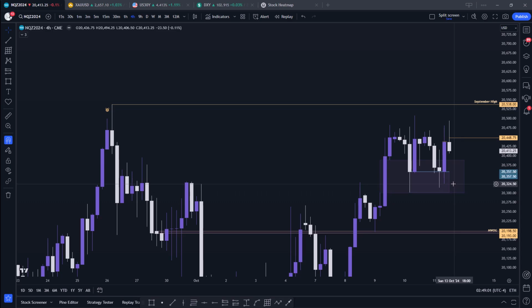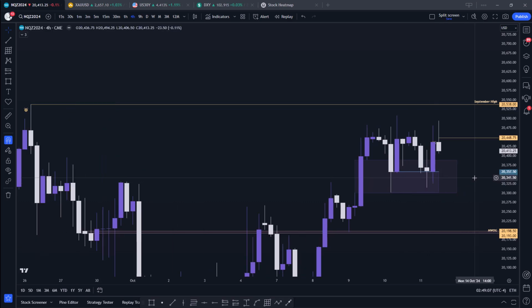So I was thinking to myself, well, there's a possibility that we could just expand from here. So again, as I've mentioned already, there's a chance we don't even need to take the range low before pushing up. Price could just decide on Sunday, Monday, and Tuesday to continue expanding higher from here, because at the end of the day, nobody knows the future.